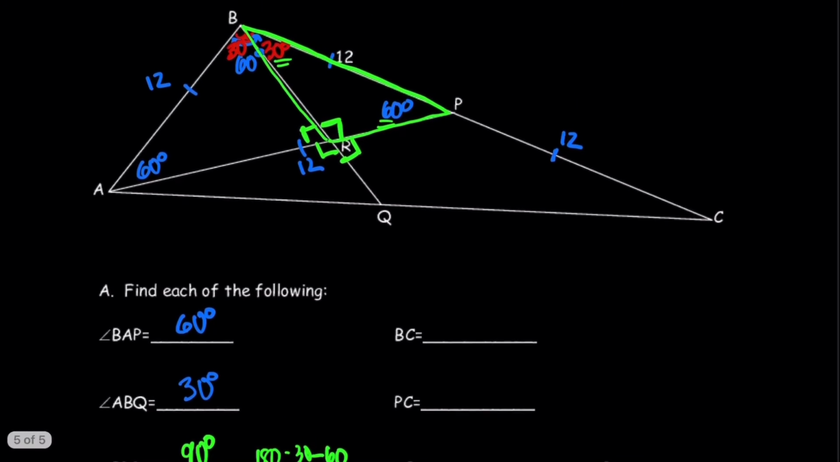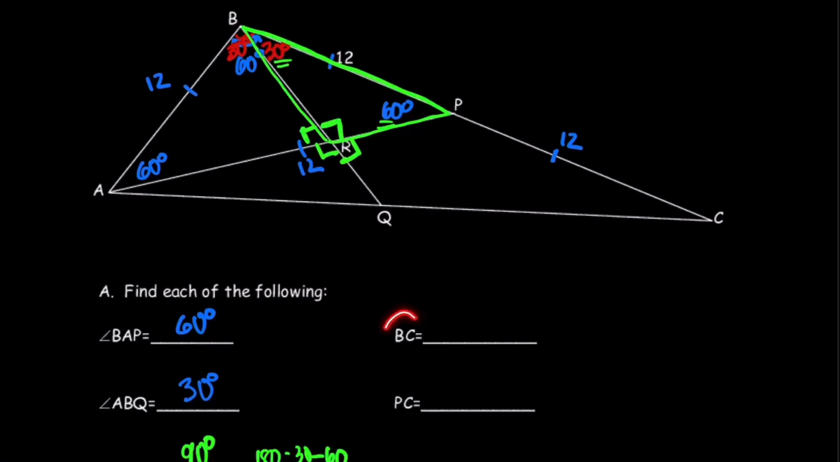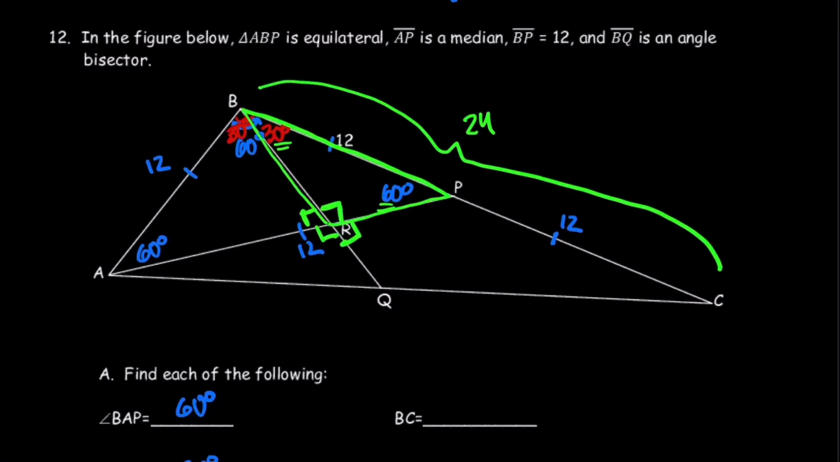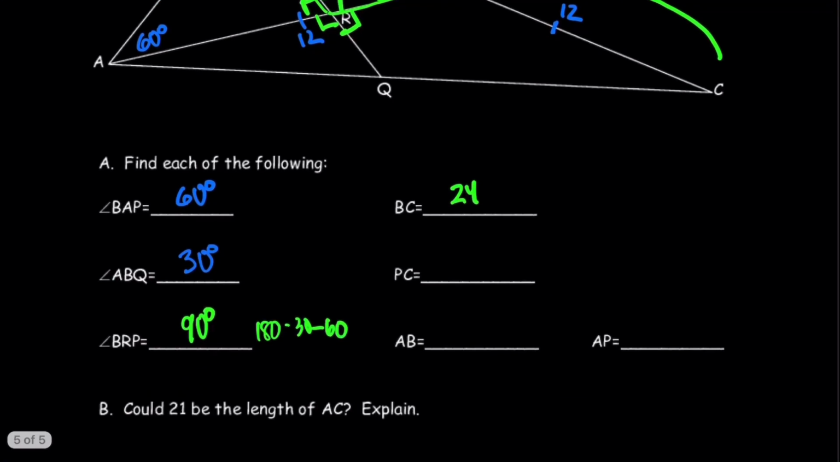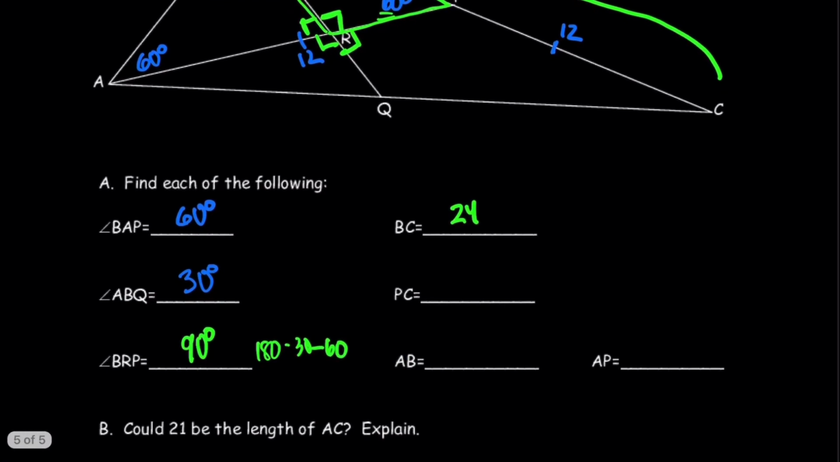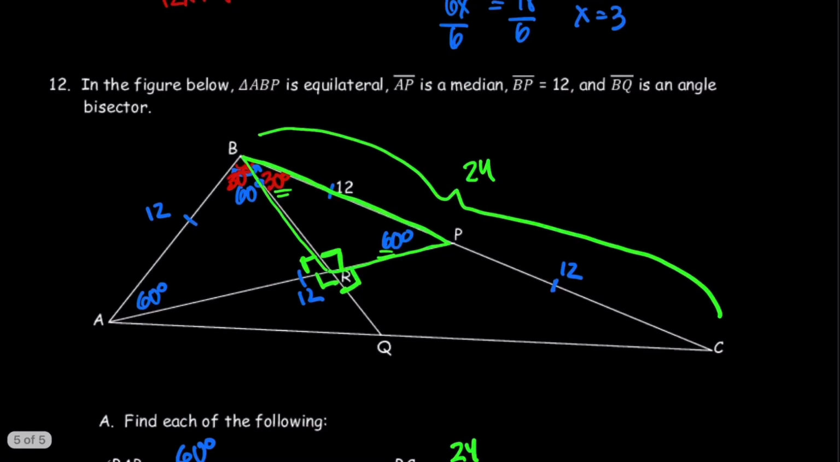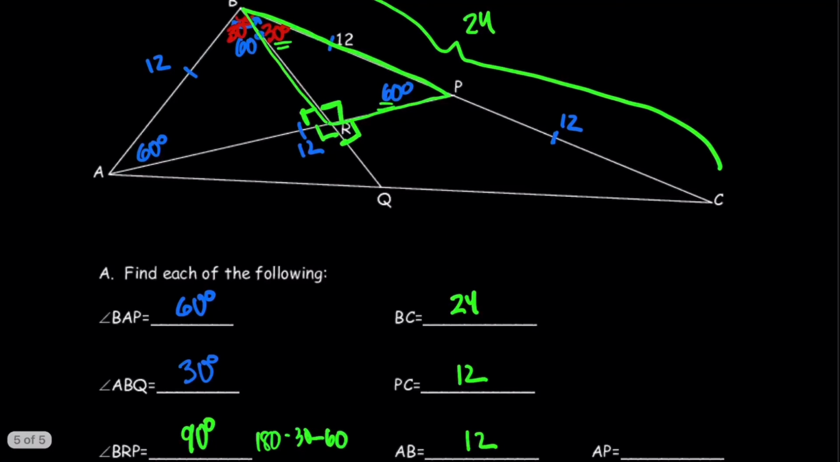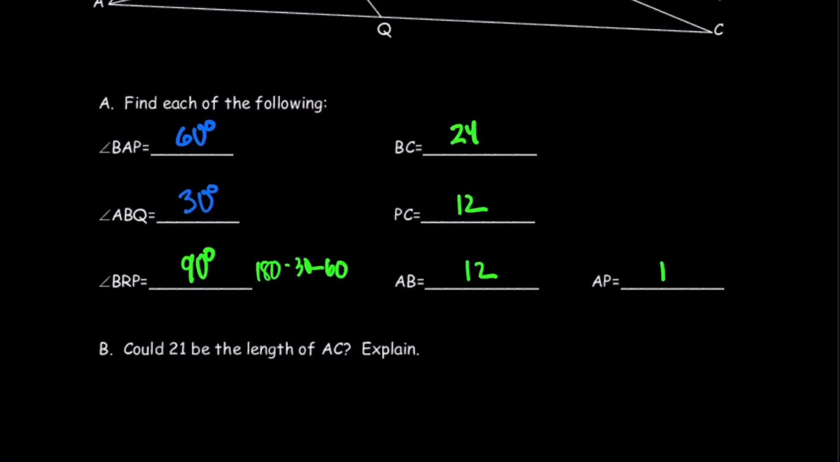All right, so now some lengths. BC. Did I label that one already? No, I did not. BC is going to be made up of BP plus PC. So I think that's going to be 24. 12 plus 12. PC. Yep, already got that. That's 12. AB. Yep, got that. That's 12. AP. Got that. That's also 12. So all those end up being 12.